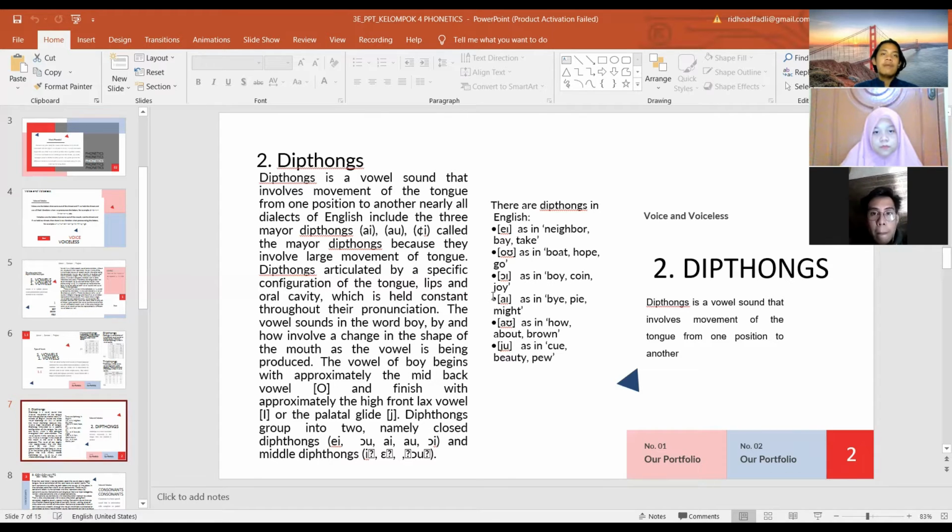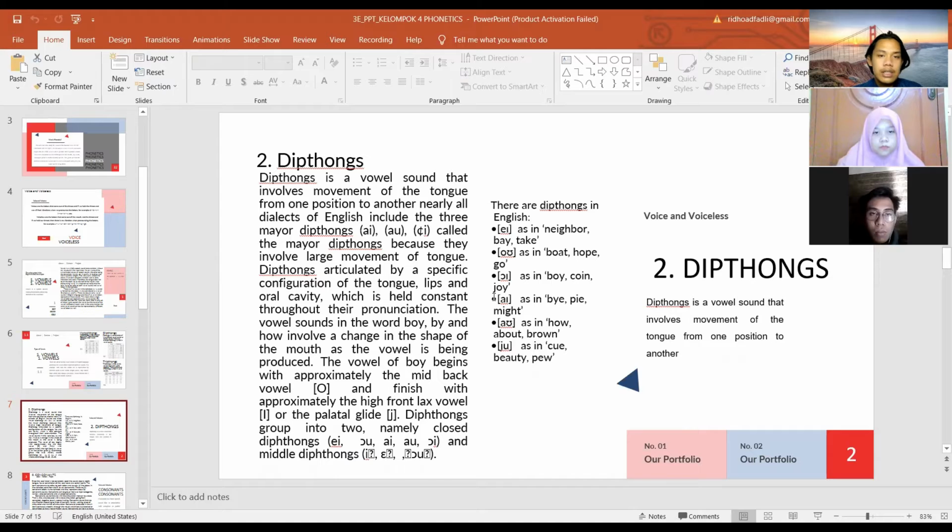Number 2 is diphthongs. A diphthong is a vowel sound that involves movement of the tongue from one position to nearly another. All dialects of English include the 3 major diphthongs, called the major diphthongs because they involve the large movement of the tongue. Diphthongs are articulated by a specific configuration of the tongue, lips, and oral cavity, which is held constant throughout their pronunciation.